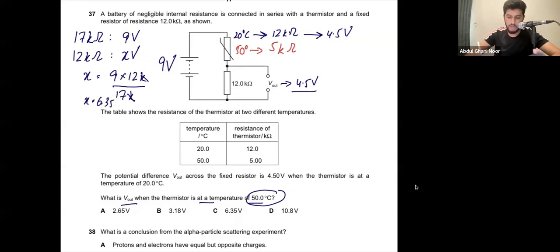Okay. Or you can also use the formula for potential divider. GG, our formula for potential divider. I was coming to that before you guys bombarded me with that. V out, which is basically the same thing.